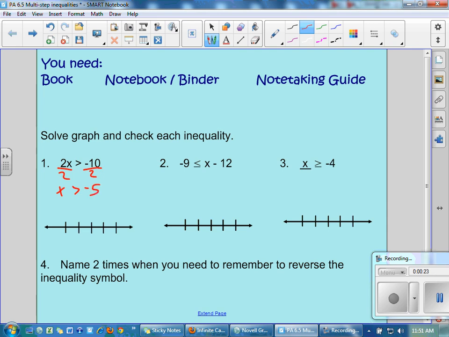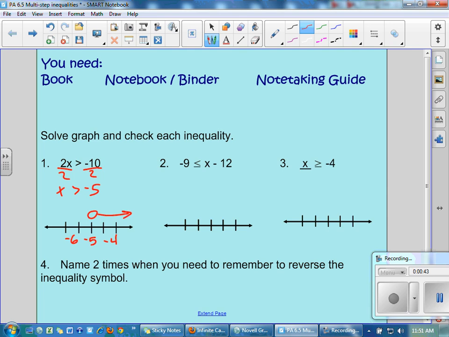Open circle or closed circle? Open circle, good. What goes in the middle here? -5. Okay. Over here would be -6, -4 over here. Which way is my arrow going to be pointing? To the right. Good. You're pointing to the right.